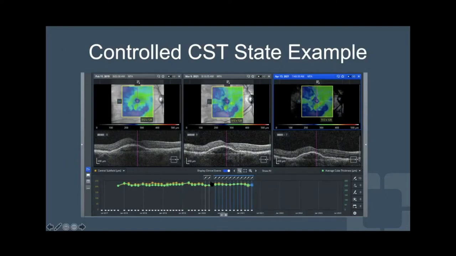This patient actually converted in January of 2018. You can see the graph here where the initial conversion was. And over time, you can see I'm able to keep their CST state relatively stable with all the injections. I didn't start mapping injections until January 2020, but they were all given injections during this course of time here as well.